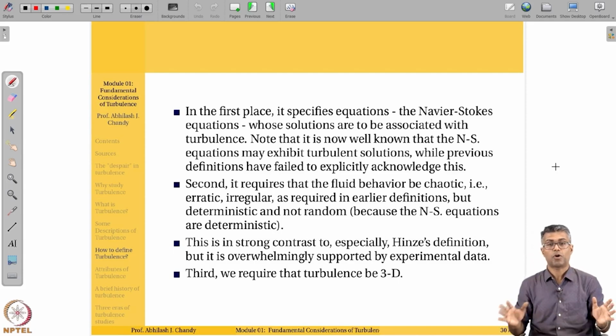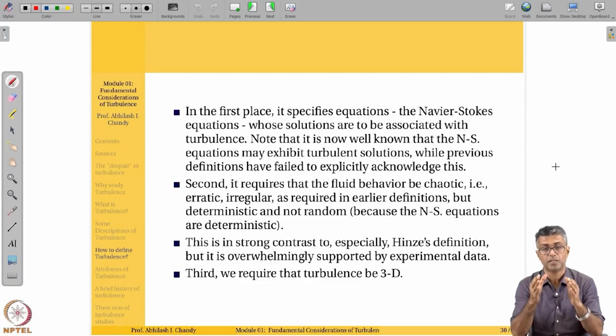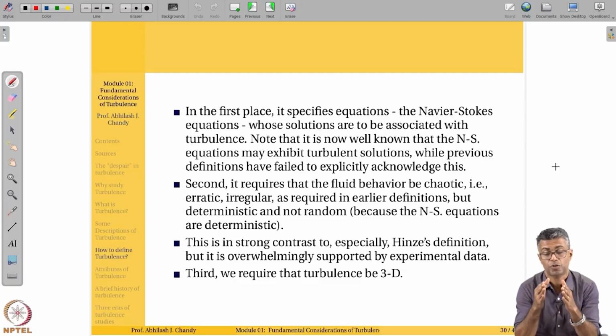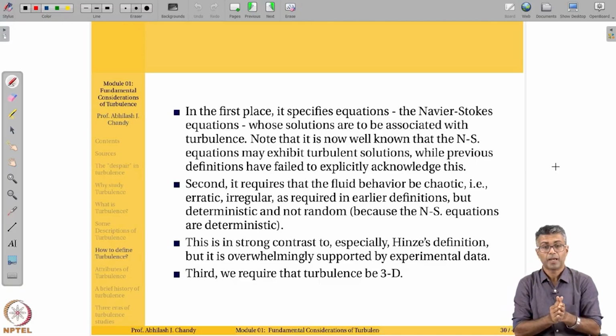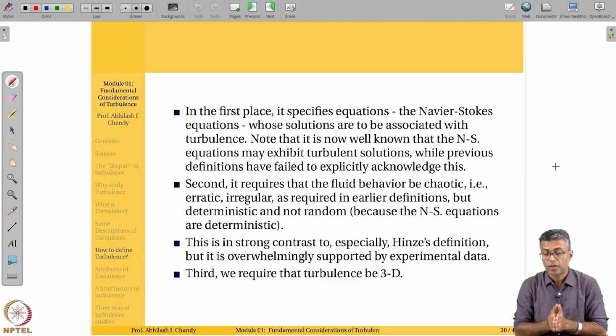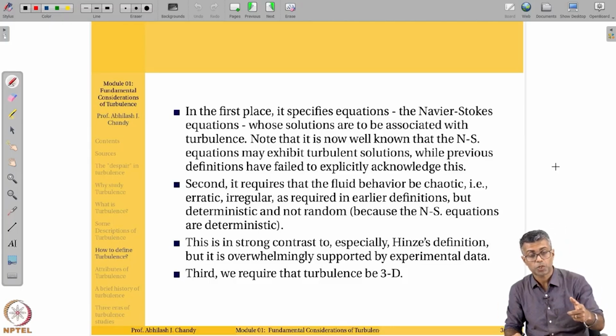So this is in contrast to Hinze's definition, right? Hinze said specifically that there's a random variation with space and time. But the modern definition does not include that, and this is overwhelmingly supported by experimental data. What was the next point?